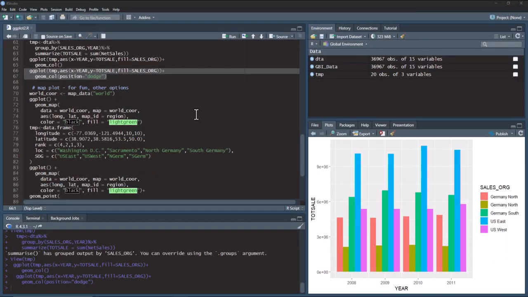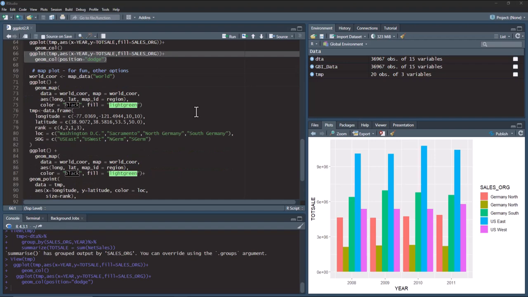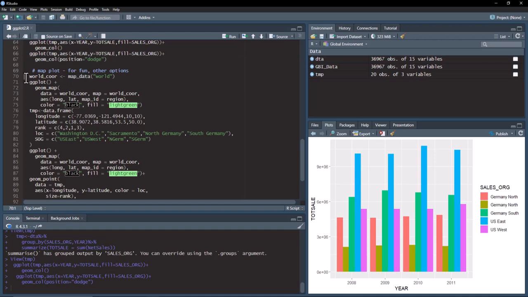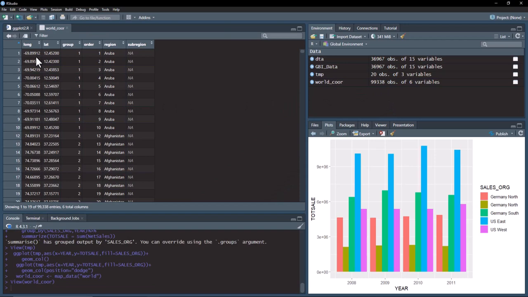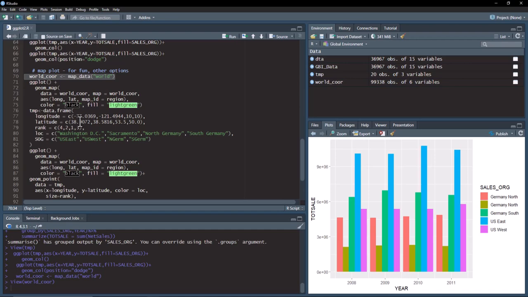One last one, just for fun, because it might be useful in what we're doing, is this world map one that I showed in class. So one of the plotting packages in the tidyverse includes these world coordinates. And if you look in here, it just has a bunch of longitudes and latitudes and other information. That's all of the coordinates to create the graph, which is 99,000 coordinates.